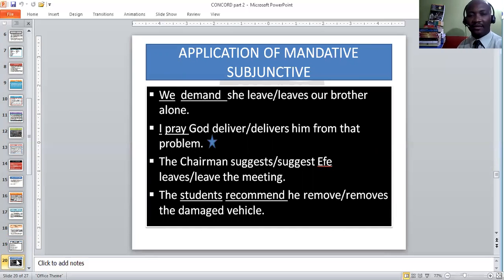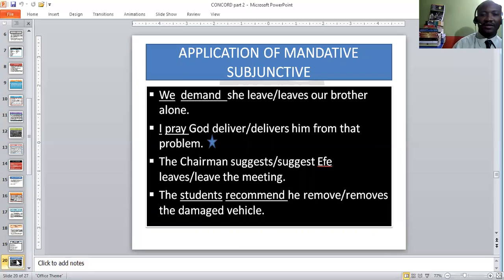We demand she leave or leaves. Leave our brother alone. Demand, subjunctive. I pray God deliver him out of that problem. Deliver. The chairman suggests or suggest if he leaves the meeting. Suggest, plural. If he now leaves the meeting, singular. If he leaves the meeting, this one takes singular.